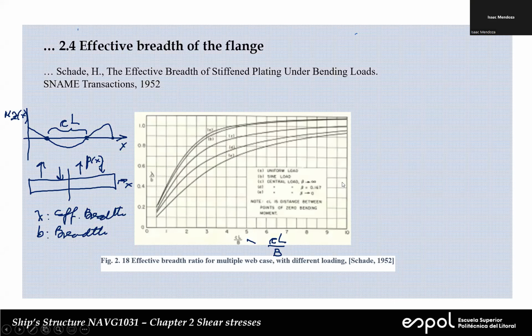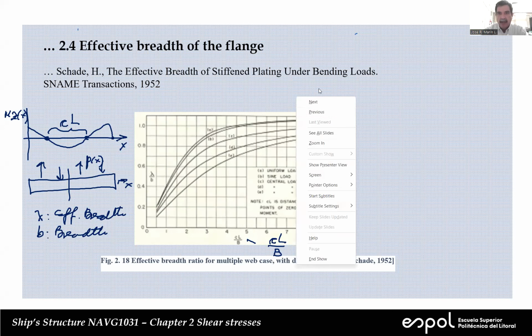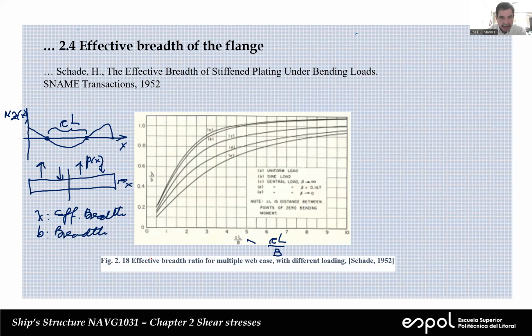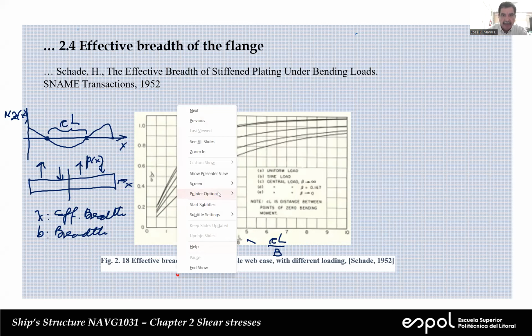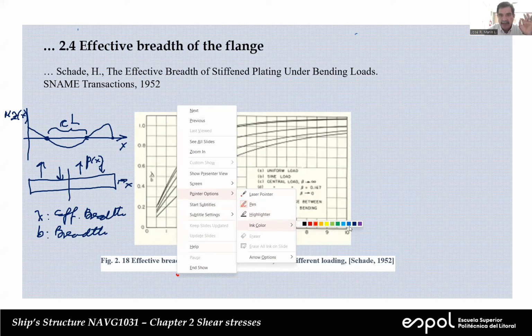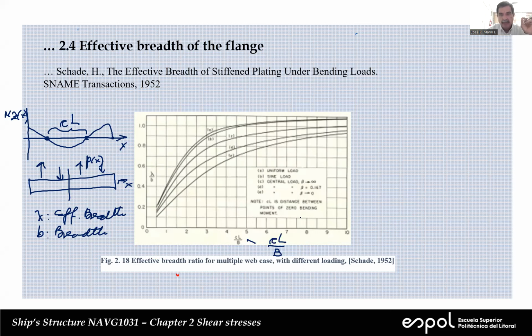Okay, so this is the way Professor Shady presented his results. In this case, as you can see here, it doesn't mention the case. But you have three of these curves or figures, one for each of the cases. Probably this is case 3, the multiple web case. So this is case 3.